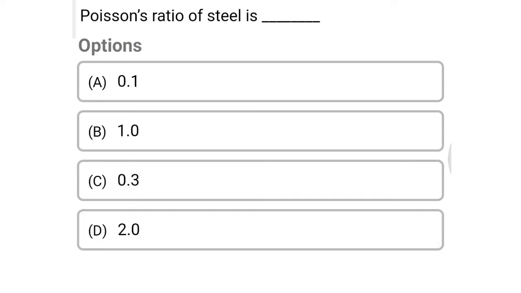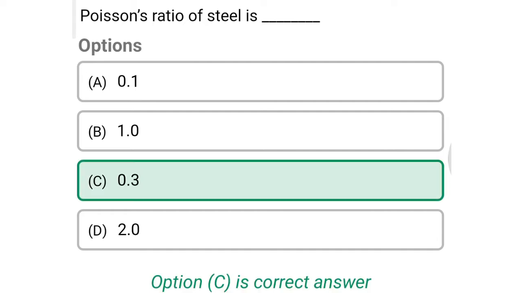So next question, Poisson ratio of steel is option A 0.1, option B 1, option C 0.3, option D 2.0. So the correct answer is option C 0.3.